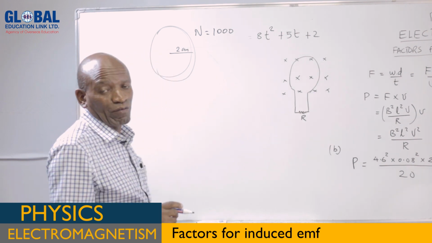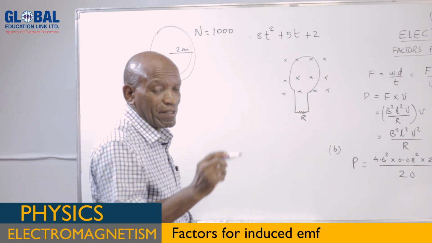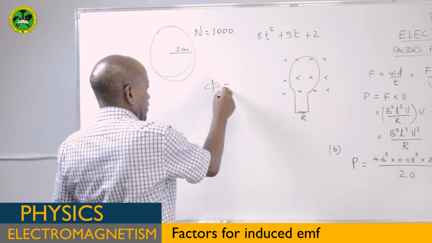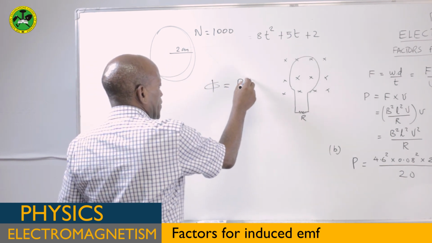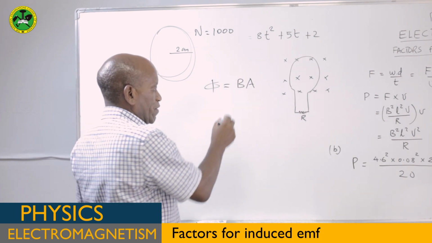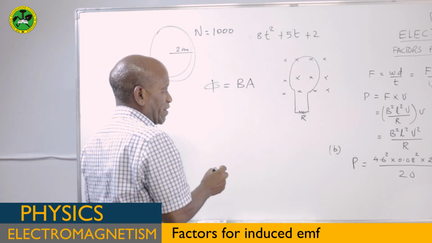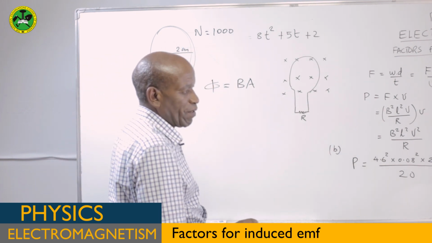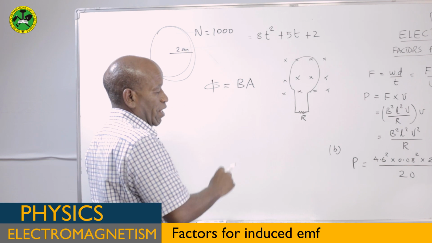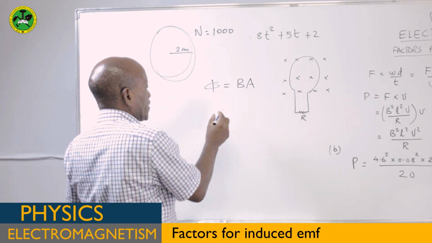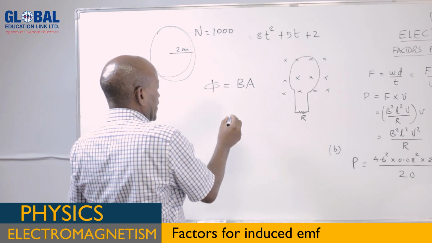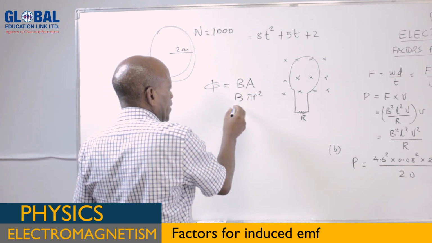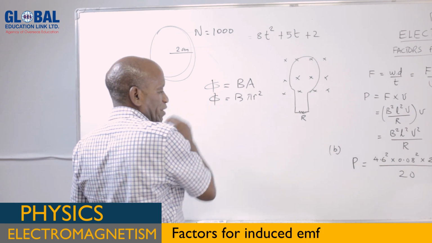But before determining the amount of charge, you need to determine the amount of flux. The flux is equal to B times A, the flux density times the cross-sectional area of the coil which will be moving across the magnetic field. The area A is equal to pi r squared. So you multiply with B, and then you get the magnetic flux.